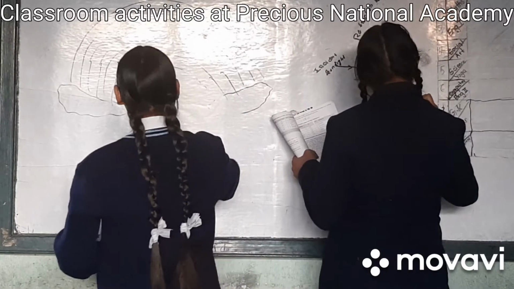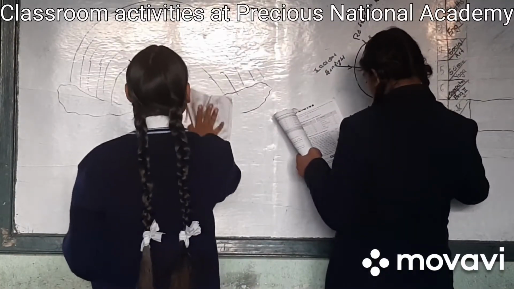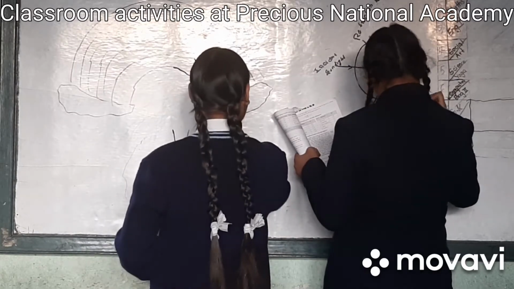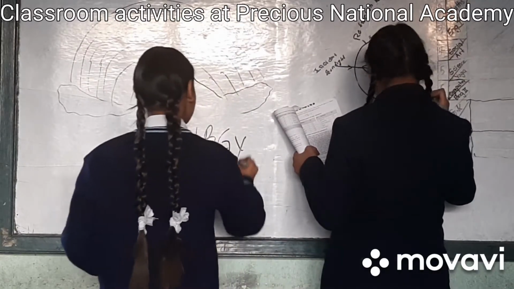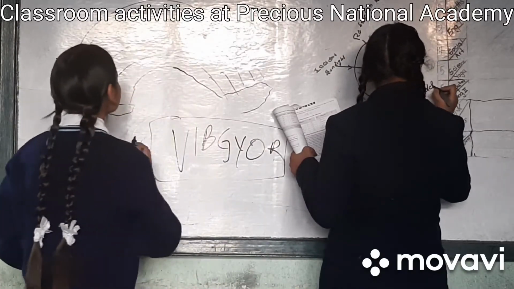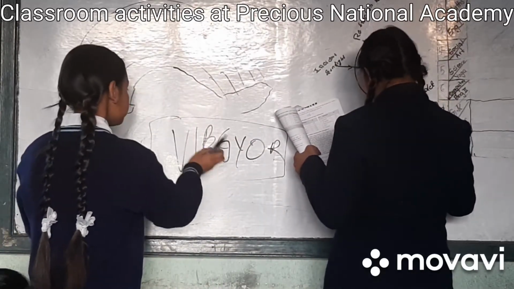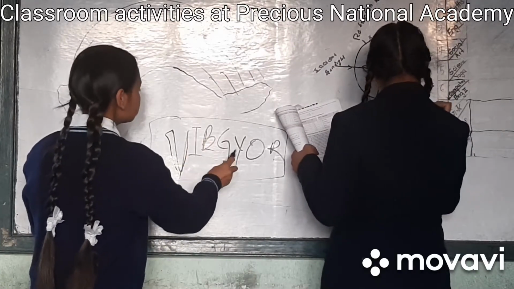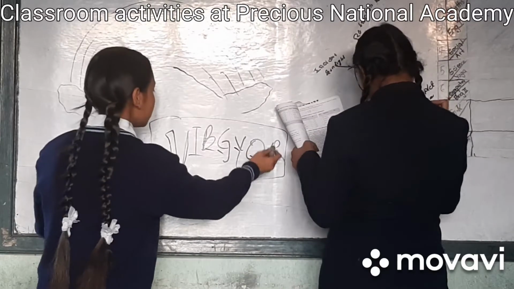These 7 different colors of the rainbow can be memorized by a formula. This is the formula to remember all the colors of the rainbow. VIBGYOR stands for violet, indigo, blue, green, yellow, orange, and red.